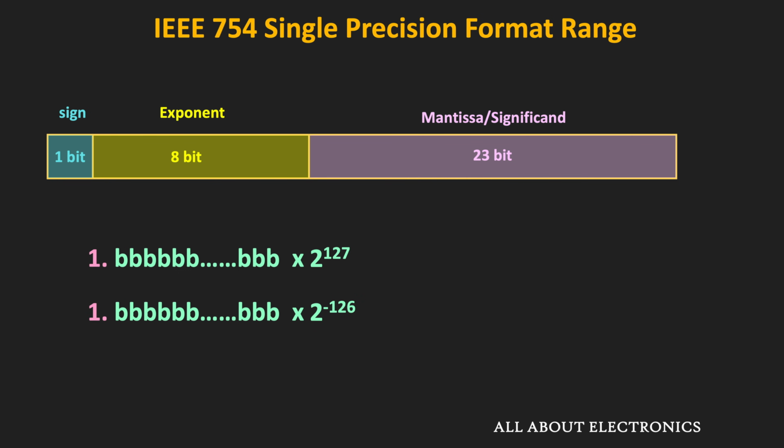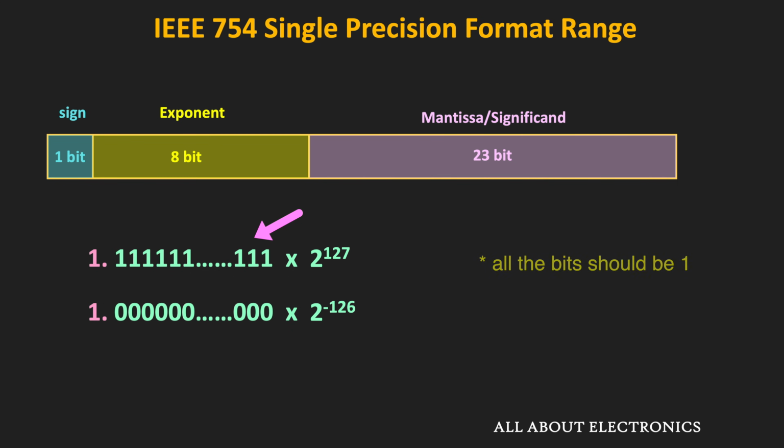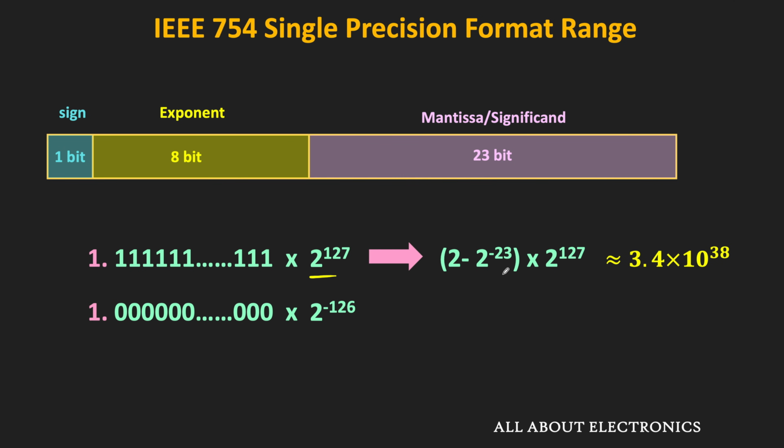In this format, for the largest number, in the mantissa part, all the bits should be equal to 1. And similarly for the smallest number, the mantissa part should be equal to 0. If you see the mantissa part of this largest number, it is slightly less than 2, and it can be given as 2 minus 2 to the power minus 23. Further, it will get multiplied by this term. If we calculate the value of this term, it is roughly equal to 3.4 times 10 to the power 38.